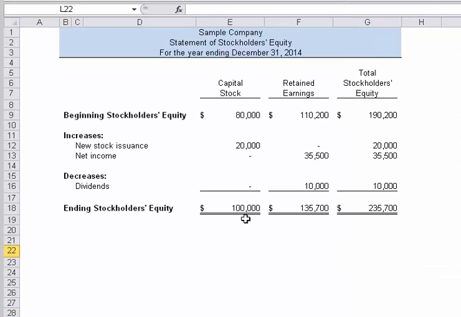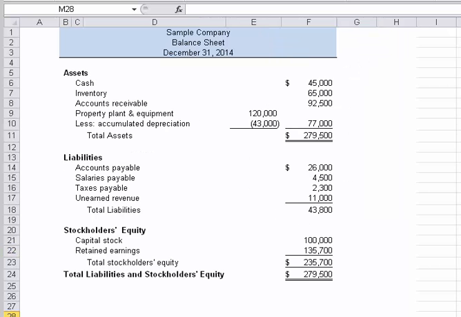That came from right here, our ending stockholders' equity. So this shows another interrelationship between the financial statements. And yes, the financial statements are related to each other. So we see the $100,000 and the $135,700 that came from the other financial statement.